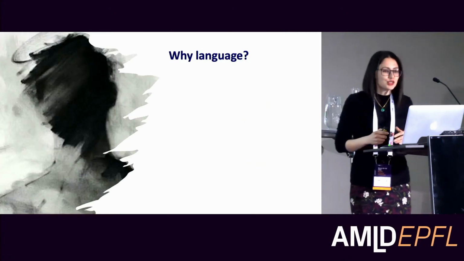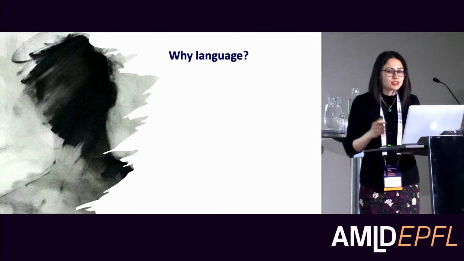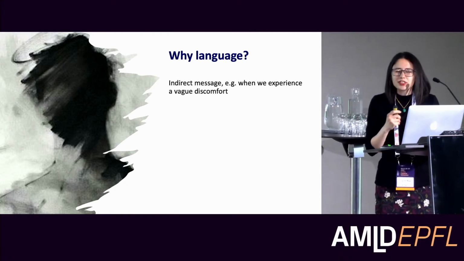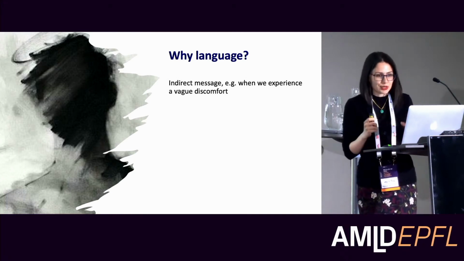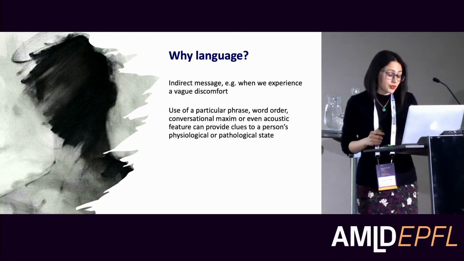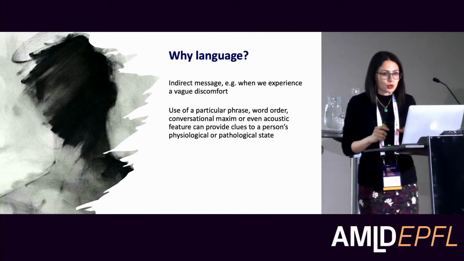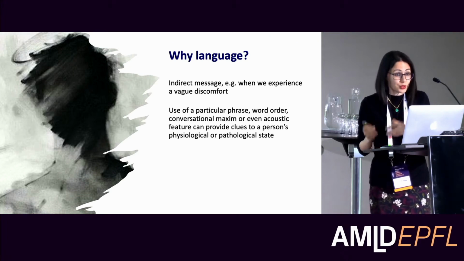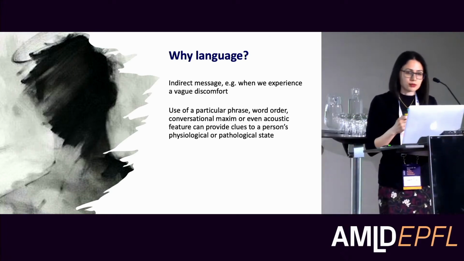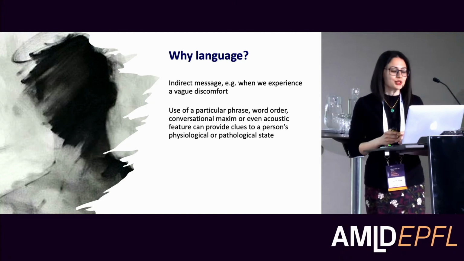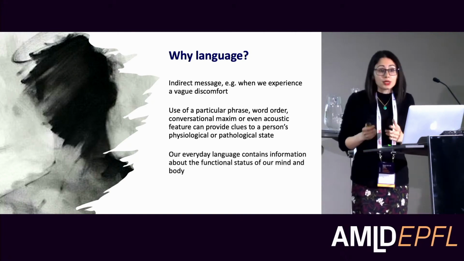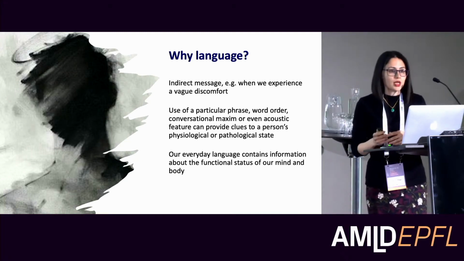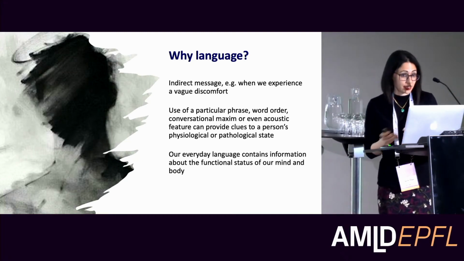Sometimes the message is not so direct. Imagine that the pain is not yet so specific as to be localized in a specific organ. You just feel it as a very vague discomfort somewhere in your body. However, the particular choice of your words, word order, even the acoustic features of your language will be different when you're in a vague discomfort when compared to the times that you're absolutely normal. So we can say that language basically contains information about the functional status of our body, both mentally and physically.